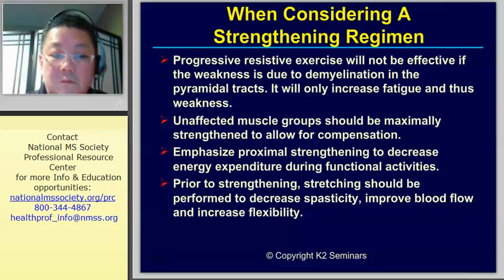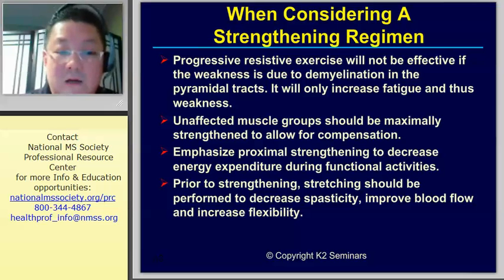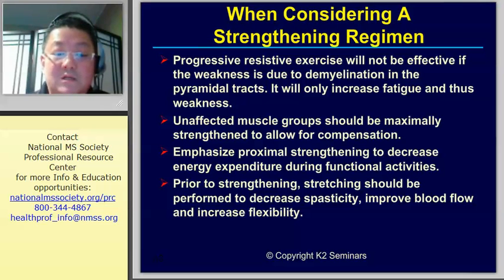So when you're considering a strengthening regimen, what you need to look at is progressive resistive exercise will not be effective if the weakness is due to demyelinization in the pyramidal tracts. It will only increase fatigue and thus weakness. An unaffected muscle group should be maximally strengthened to allow for compensation. So here's where you want to turn on the muscles that are weaker. If they're beyond able to turn on, you're in trouble. So you need to be able to get those turned on.